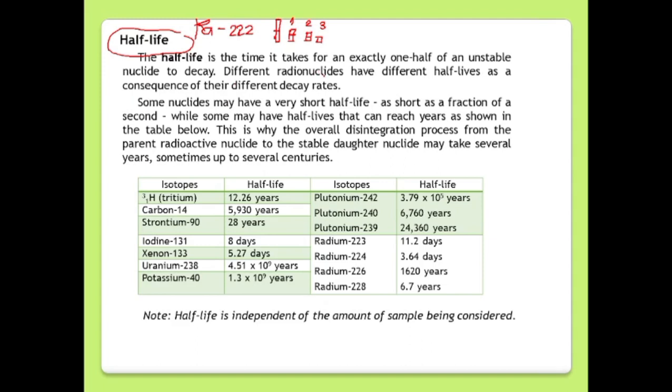Different radionuclides have different half-lives as consequence of their different decay rates. So, ang iba't ibang mga radioisotopes, ang iba't ibang mga radioactive elements natin ay iba't iba yung half-life nila. May mga radioisotopes tayo na mababa lang yung half-life niya. Yung iba 8 days, yung iba minutes lang or yung iba seconds lang. Pero may iba naman na it takes years. Let's say for example this one, itong carbon-14 natin.